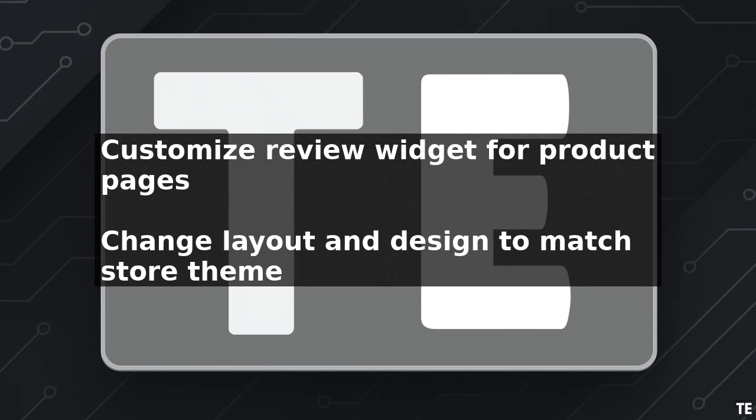To do this, click on the Online Store tab in your Shopify admin panel and then click on the Themes tab. Then click on the Actions button and select Edit Code. In the code editor, you need to add the Loox widget code to the product template.